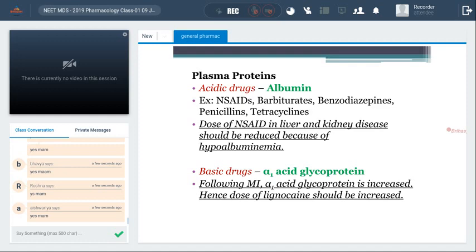That's the concept. Now, if very little binds to albumin and more of it is there in the free form, the result is that there can be toxicity. So in that condition, we need to decrease the dose. That is the significance of knowing which drug binds to what. Have you understood this concept? Did you understand this? What happens in hypoalbuminemia? There can be toxicity, so please reduce the dose.